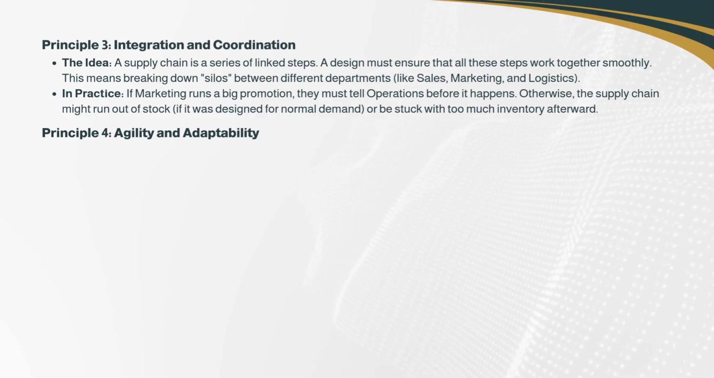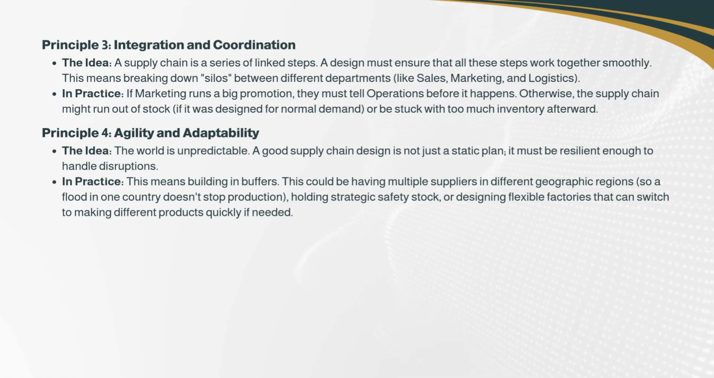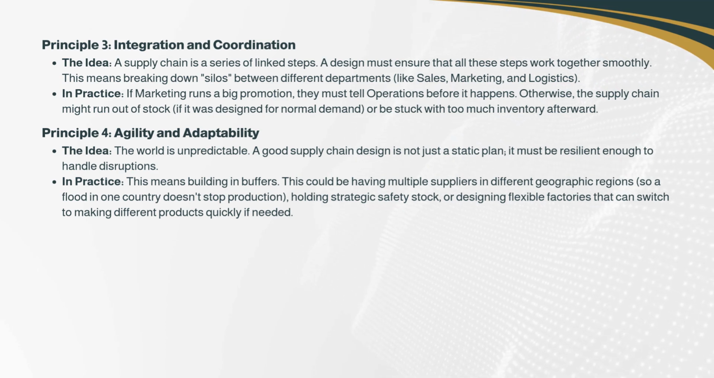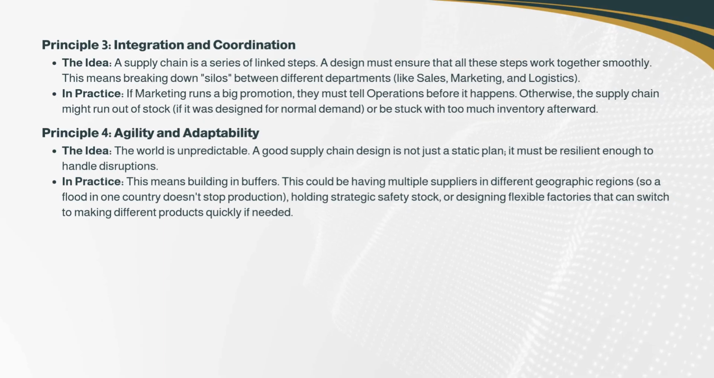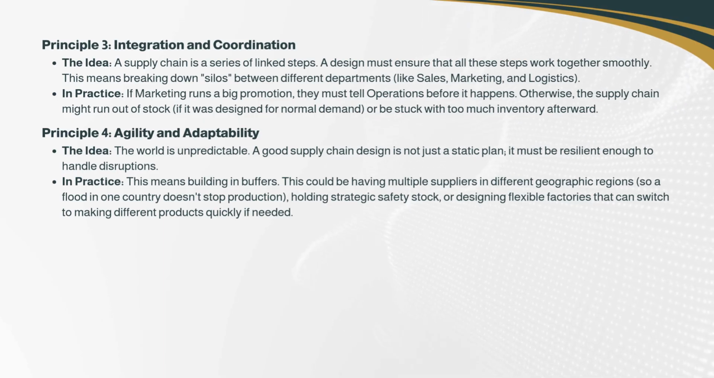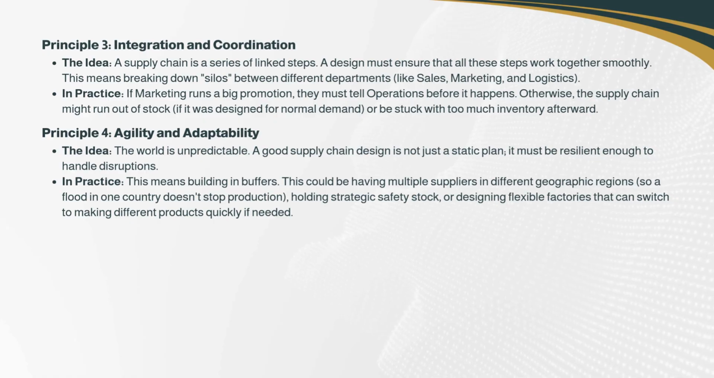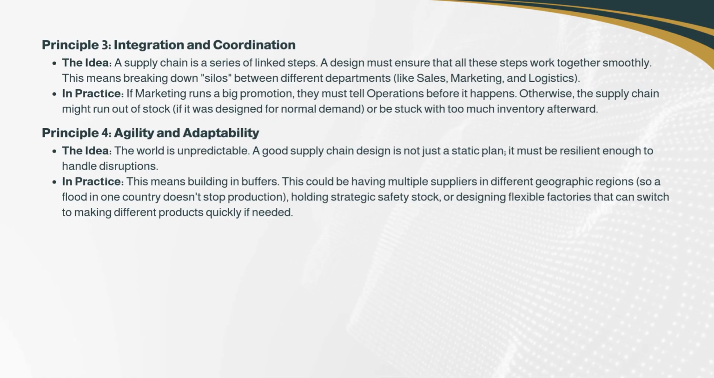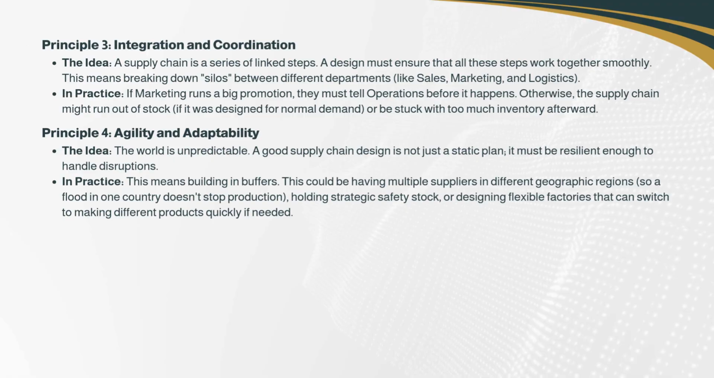Principle 4. Agility and adaptability. The idea: the world is unpredictable. A good supply chain design is not just a static plan, it must be resilient enough to handle disruptions. In practice, this means building in buffers. This could be having multiple suppliers in different geographic regions, so a flood in one country doesn't stop production, holding strategic safety stock, or designing flexible factories that can switch to making different products quickly if needed.